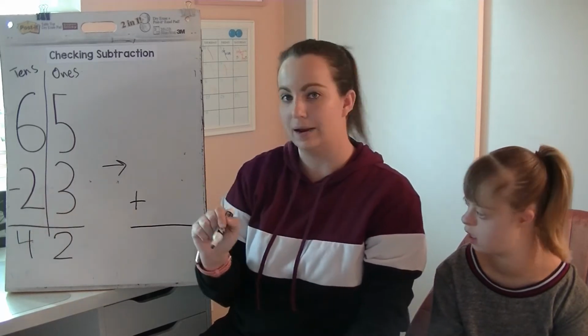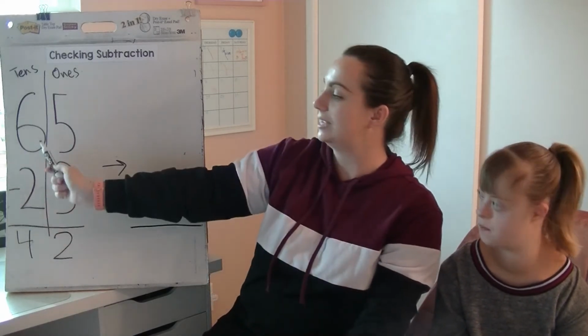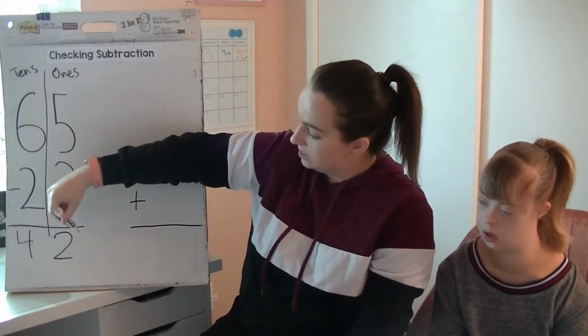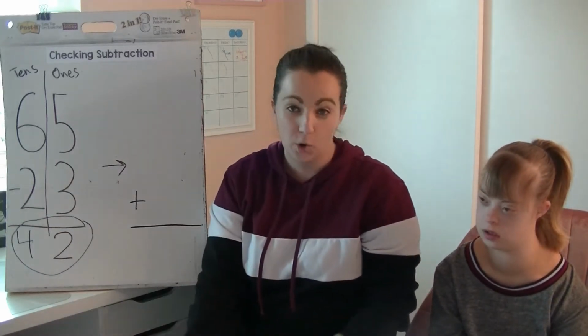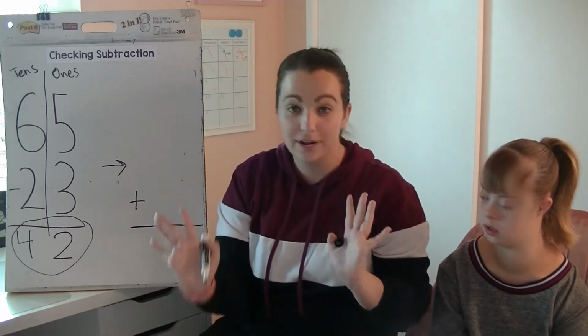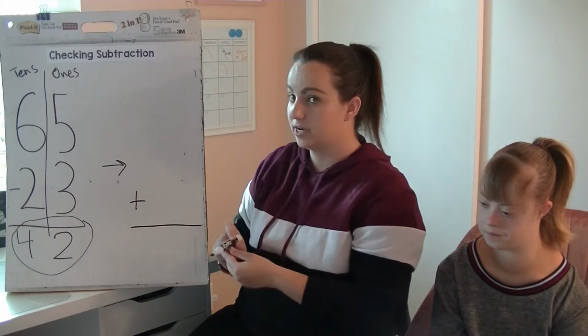Okay, I have a tentative, a maybe answer. I said that 65 take away 23 equals 42. Ooh. Are we 100% sure though? Maybe, but we're going to double check. Now remember to double check your answer.